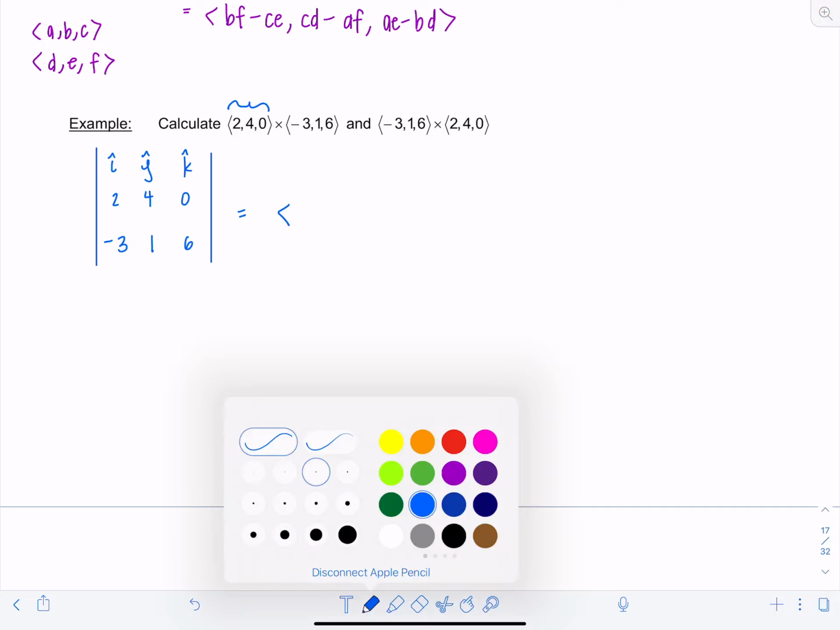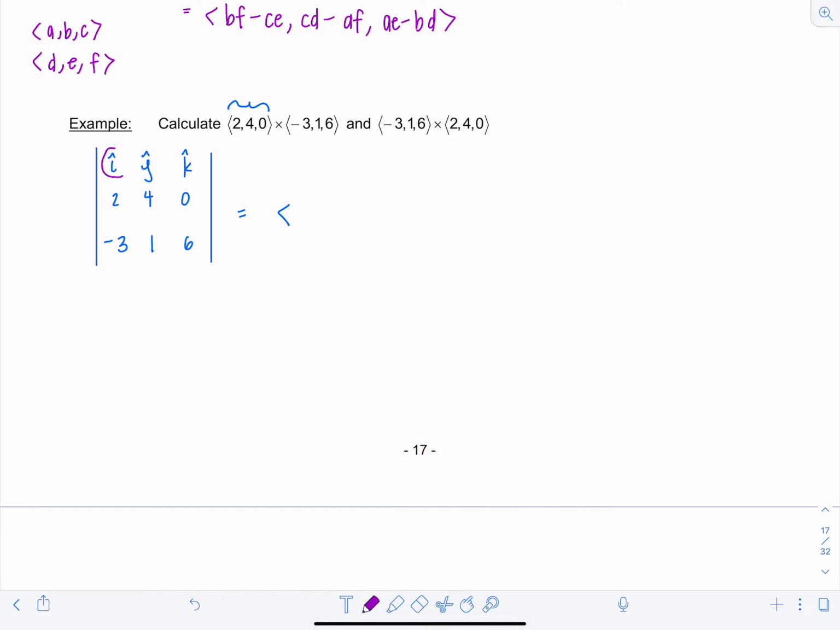So you know you're going to have I hat times the determinant of what's left over here, this 2 by 2 matrix. So this is going to be 24 minus 0.